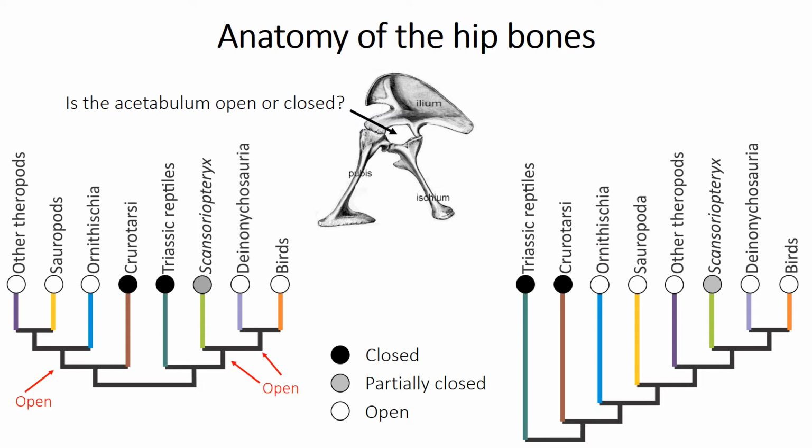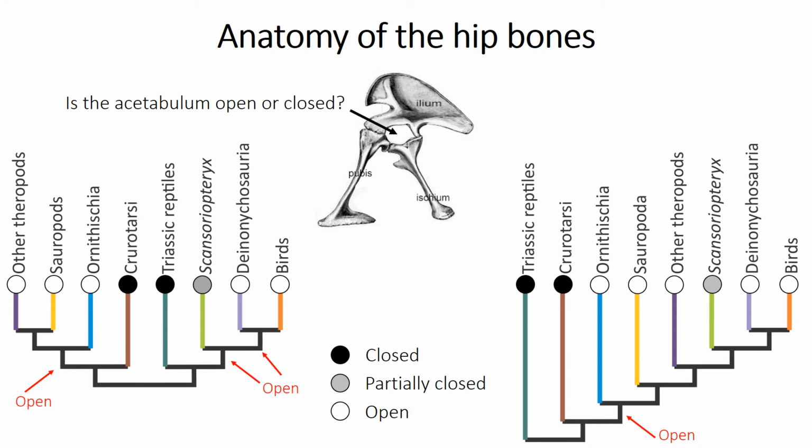Likewise, it appears that an open acetabulum would have evolved in the lineage leading to birds, perhaps with Scansoriopteryx having some kind of intermediate state. So let's add these changes onto the other phylogeny as well. Because Triassic reptiles and Crotarsi both have a closed acetabulum, we can infer that it was probably the original state here. So again, it would have switched from closed to open at some point after Crotarsi diverged, but before Ornithischia diverged from the other dinosaurs.